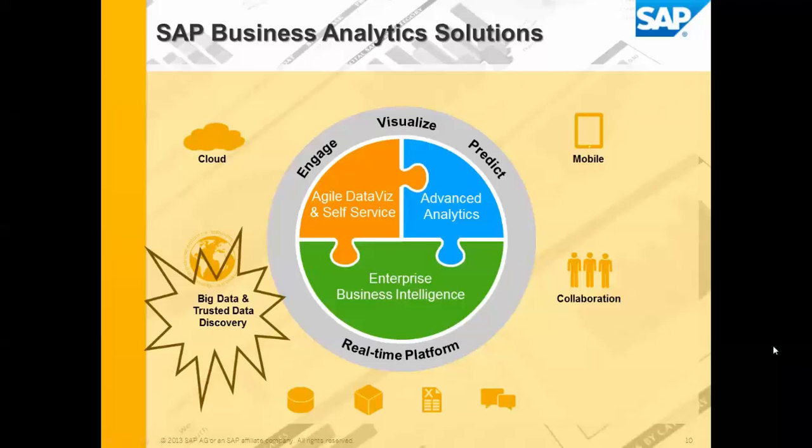Hello, today we're going to talk about how we can use business analytics to analyze big data. On the screen you see the categorization of the business analytics solutions within the SAP Business Intelligence suite. What I'm going to use is two tools that reside in the orange area of Agile Data Visualization and Self-Service to access big data stored in the SAP HANA platform.